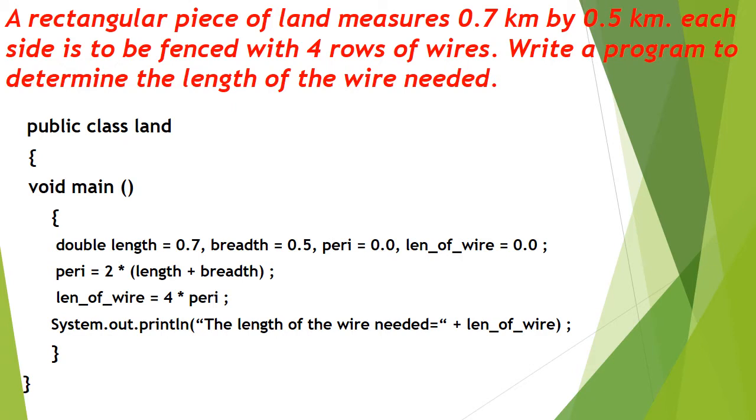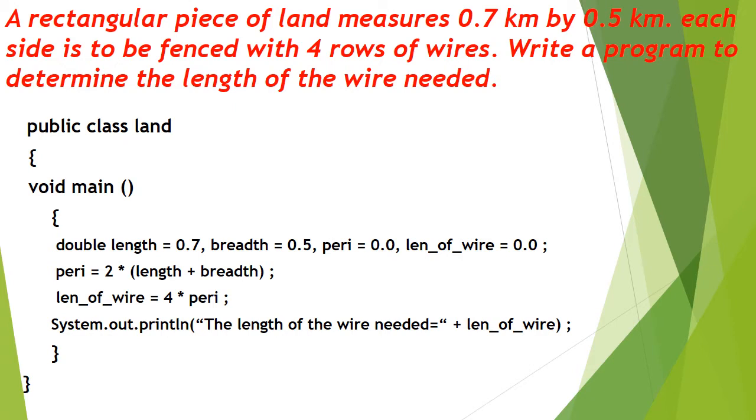Now we will declare the variables. Which variables do I want? I want the first variable to declare the length of the land, which is already given as 0.7 kilometer, and the second variable I will declare is breadth, and I will initialize it by 0.5, as it is given in the question. Both are of double type because these both are with decimal values, so we will declare them as double.